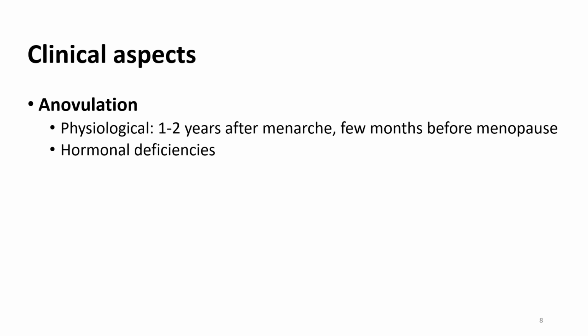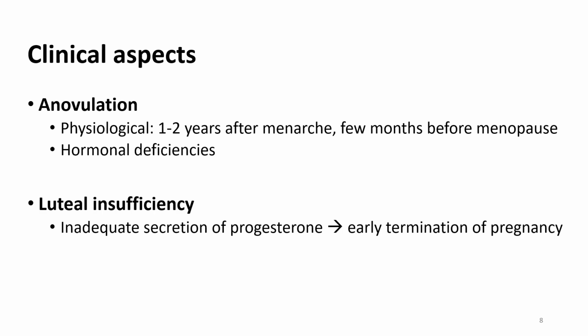Then you can write about the clinical aspects. First one is anovulation. Physiologically, it is seen 1 to 2 years after menarche and few months before menopause. Also, hormonal deficiencies may cause anovulatory cycles. Next one is luteal insufficiency. If there is a luteal phase defect, there is inadequate secretion of progesterone leading to early termination of pregnancy.